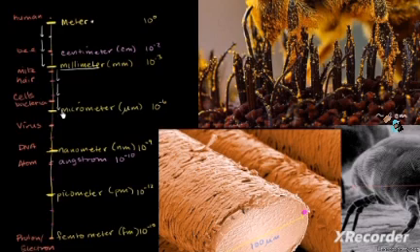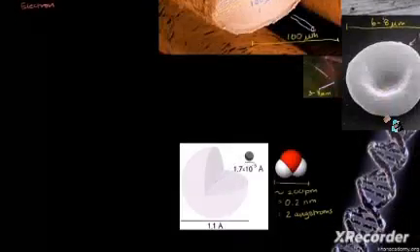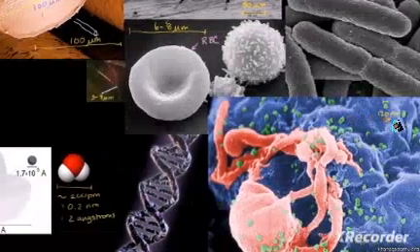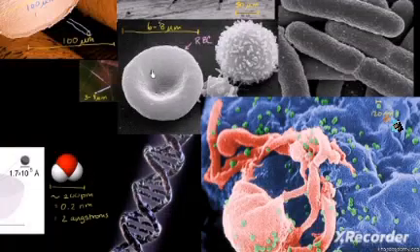So now we're talking about human hair. We're talking about cells. We're talking about bacteria. Now things are going to get really crazy. Now they're going to get really, really crazy. This was in the ones of micrometer range. Now we're going to start getting into the hundreds of nanometer range.